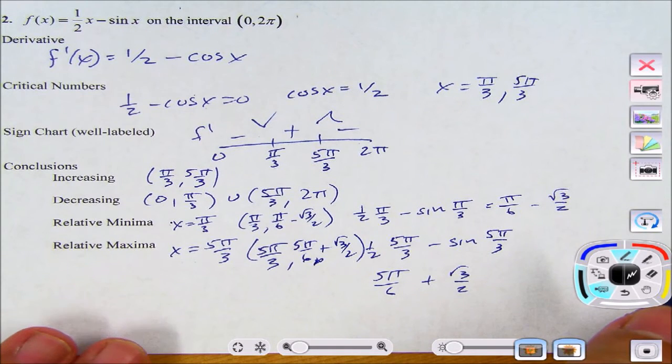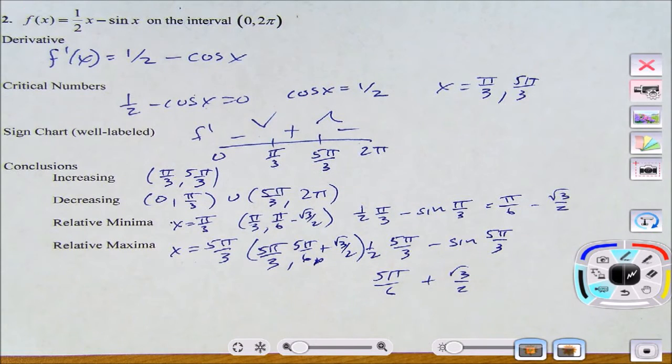Wow, that's a lot of math. How we doing on time? We've got like 20 minutes. Awesome.